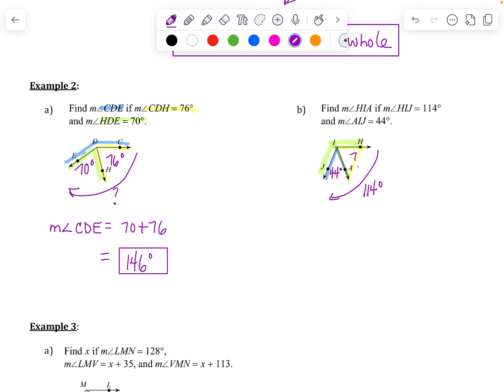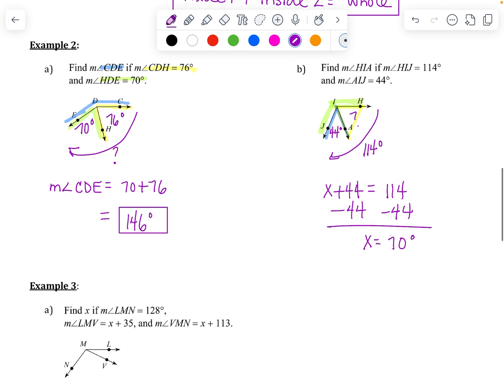And so this time we know that the little one is missing. So the inside plus the inside equals the outside of 114. So if you like algebra, you can call the question mark x: x plus 44 equals 114. Subtract 44 from both sides, and you get a missing x of 70 degrees. That's if you like doing it with algebra.